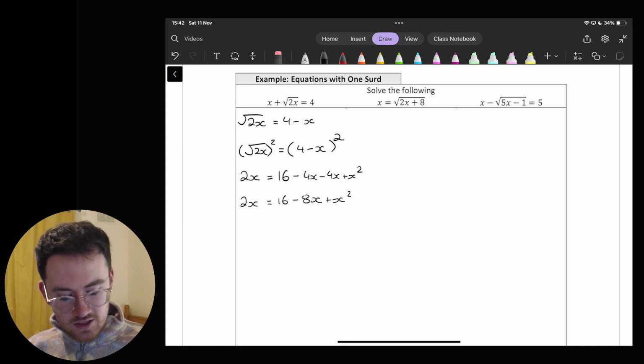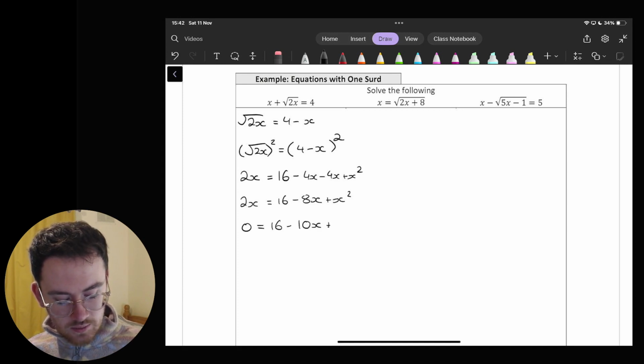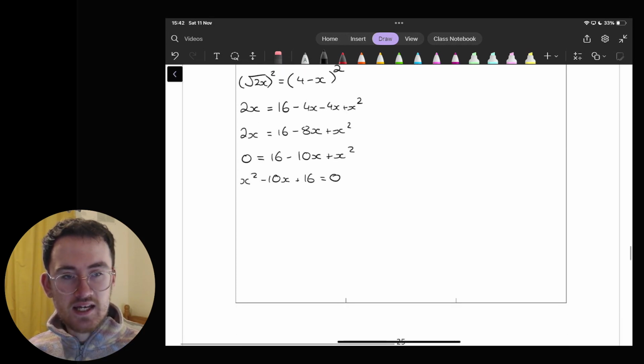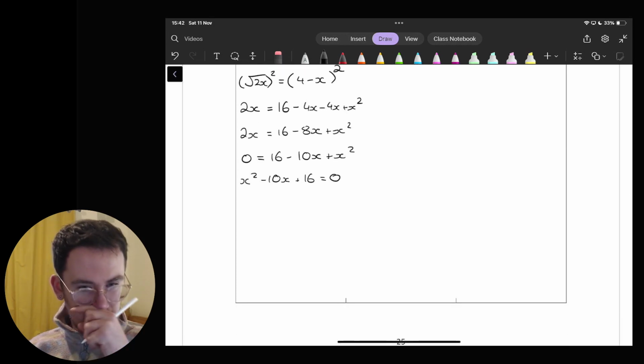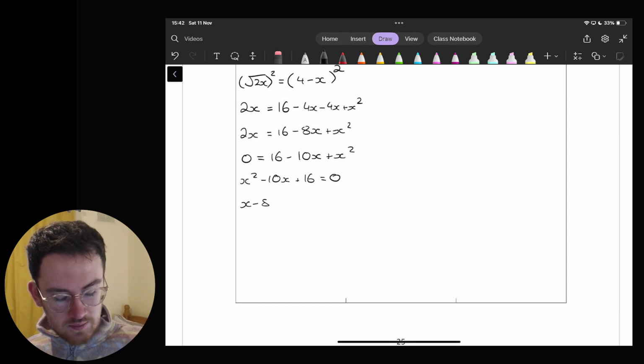The last thing I need to do now is get everything over to one side. Here we can see what it's shaping up to be. It looks like it's going to be a quadratic of some sort, and I'm just going to flip it around so it looks more like what we're used to. So I now need two numbers to multiply to give me 16, but add to give me 10. So we'll say minus 8 and minus 2, and I get my two answers being 8 and 2.